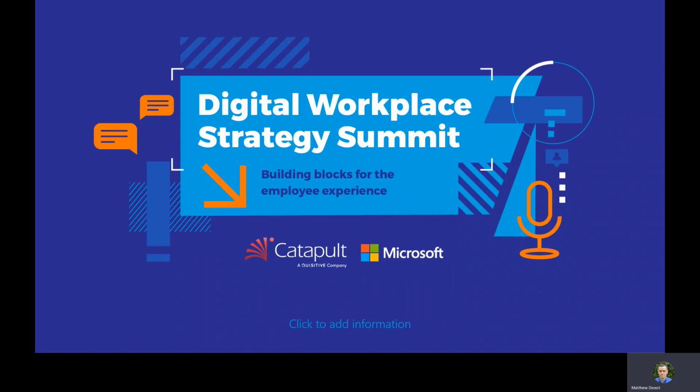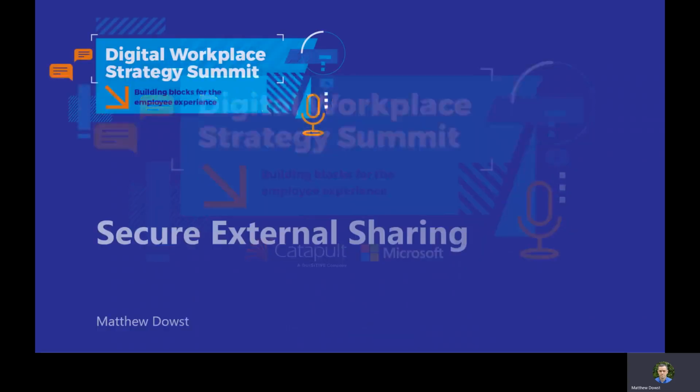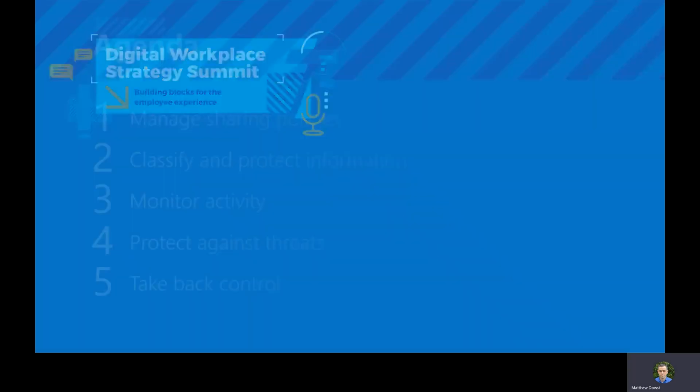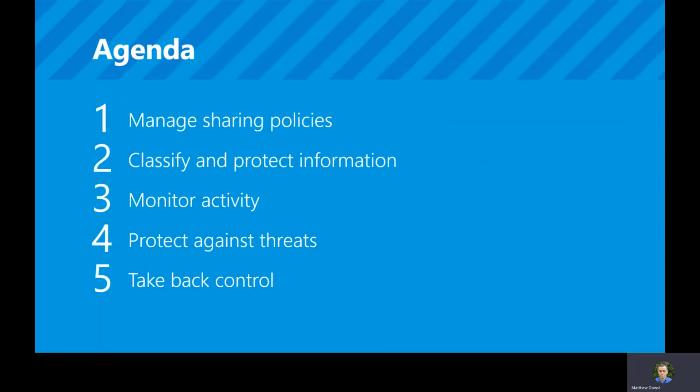Today, we're going to be talking about secure external sharing, or how to protect your organization's data while still allowing for external collaboration. With the introduction of tools like SharePoint Online, OneDrive for Business, and Teams, sharing and collaboration are now easier than ever. But with that comes the risk of the wrong things being shared with the wrong people. So, in this session, we're going to be talking about some of the ways that you can take control of your external sharing through policies, classifications, and monitoring to ensure that your organization can reap the benefits of external sharing while minimizing the risk to your data.